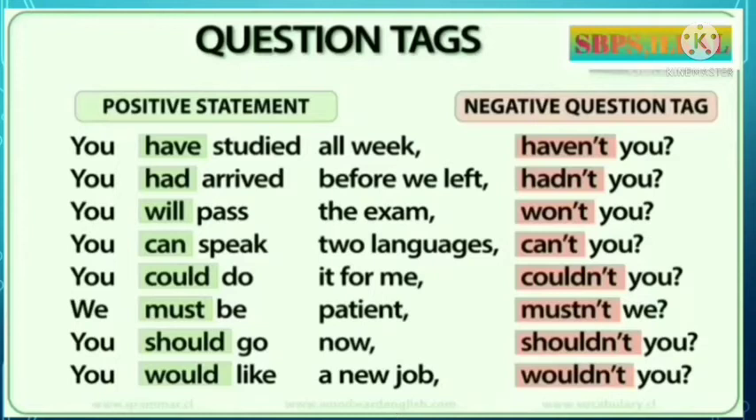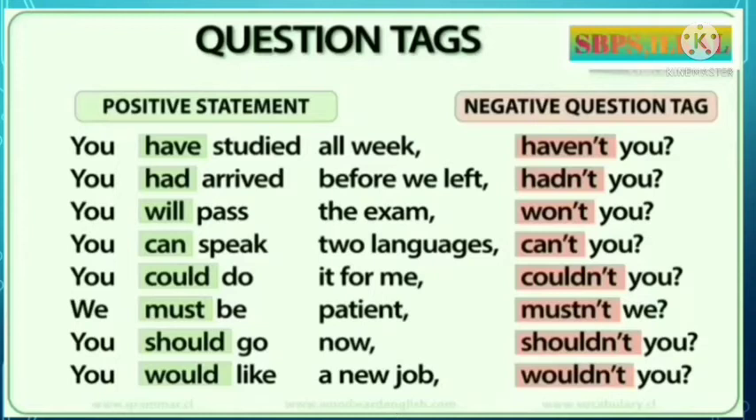All the sentences have more than one verb. Okay, so the rule is if the sentence has more than one verb, we have to use the first verb in the question tag. Shall we do this exercise? Yes. You have studied all week. This is the first sentence.